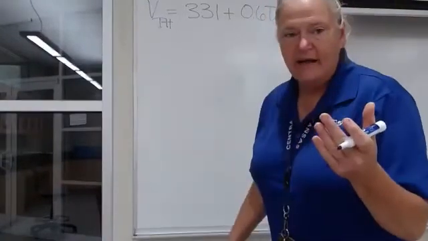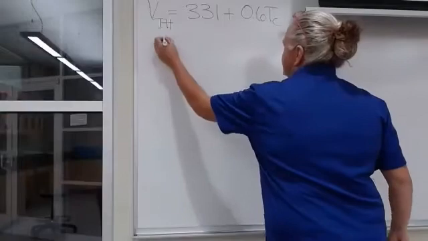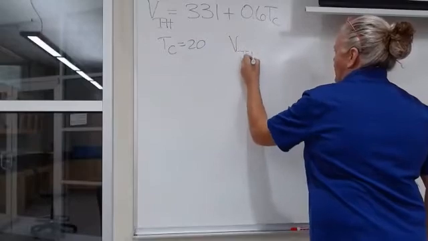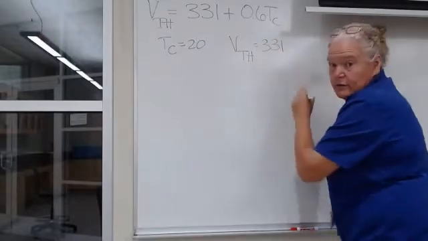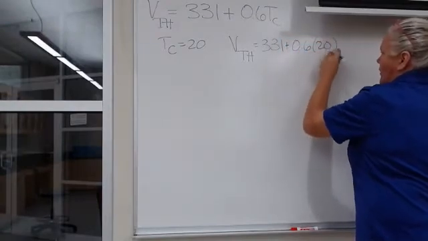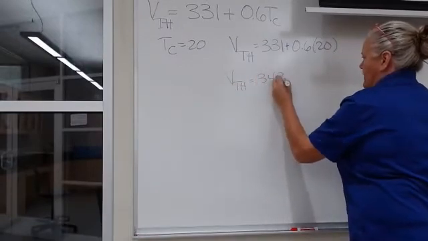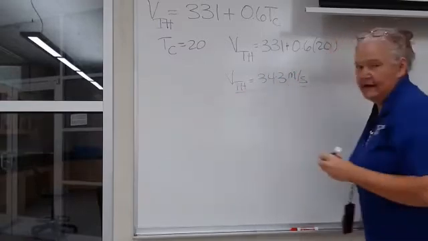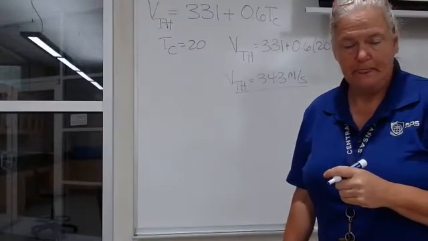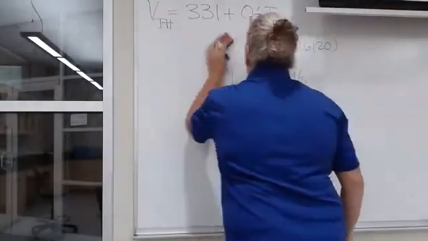So let's just pretend it's 20 degrees Celsius in this room. I would take 20 degrees Celsius and put it here, so V theoretical is 331 plus 0.6 times 20, which is 12. If I add those together, I get 343 meters per second. That's going to be my theoretical speed that I'm going to test against my experimental speeds. I'll make a note of that somewhere in my book or in my handout.